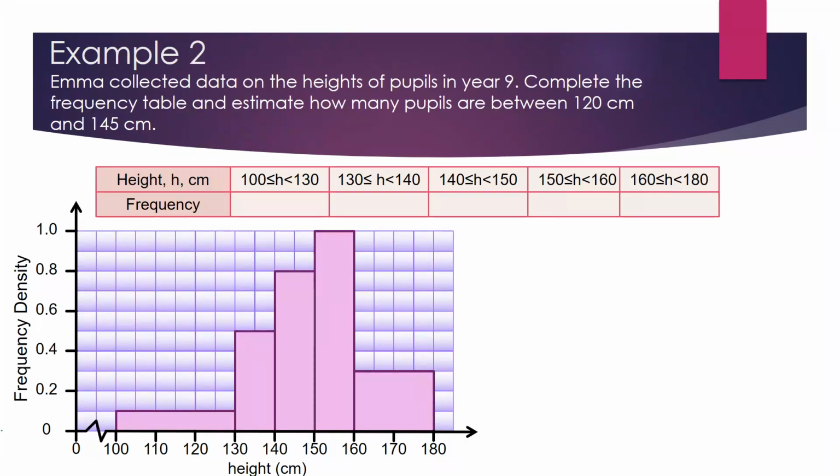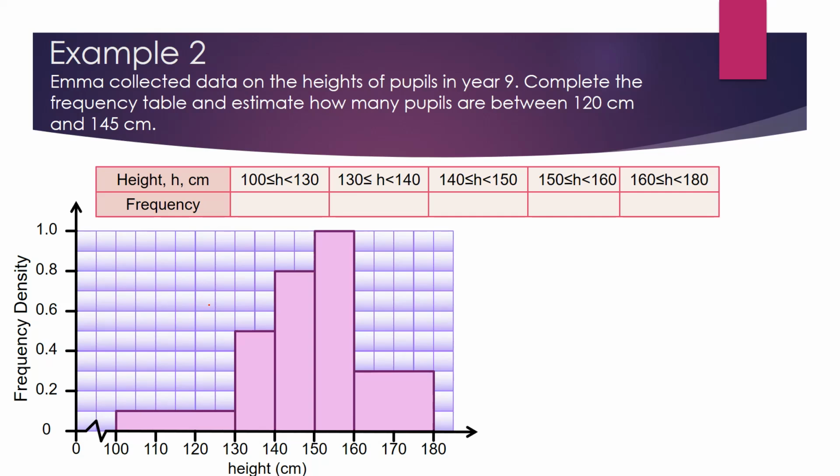Okay, similar for the next one then. So this is a different histogram this time. So Emma collected data on the heights of pupils in year 9. Complete the frequency table and estimate how many pupils are between 120 centimeters and 145 centimeters.